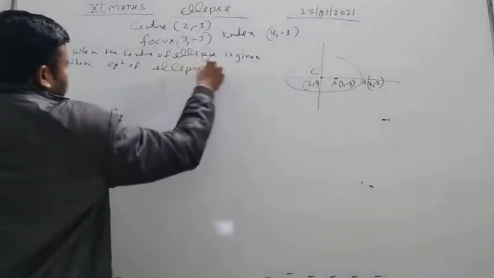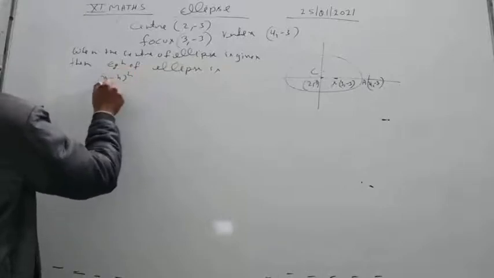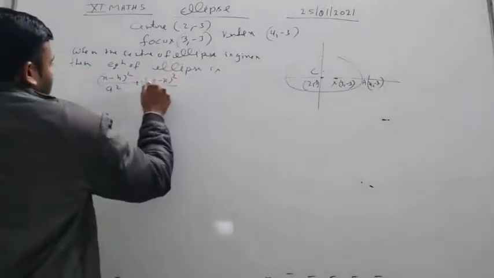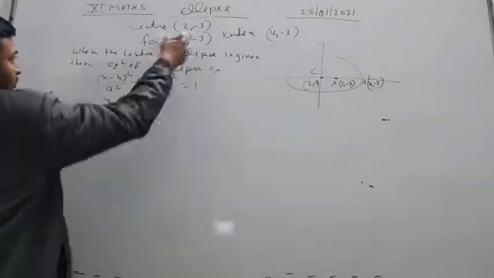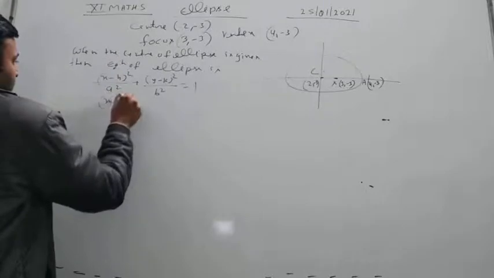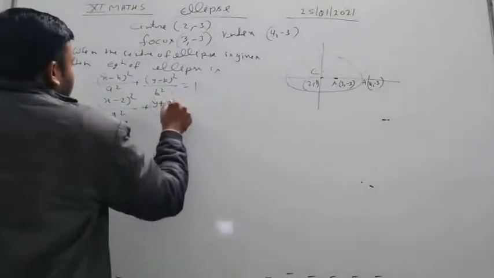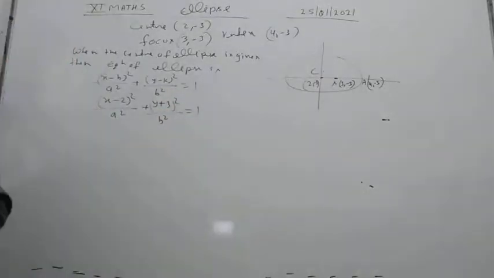ellipse is (x minus h) whole square by a square plus (y minus k) whole square by b square is equal to 1. So center is (2, minus 3), so it will be (x minus 2) whole square by a square and (y plus 3) whole square by b square is equal to 1. Okay students. So this is the equation of ellipse.